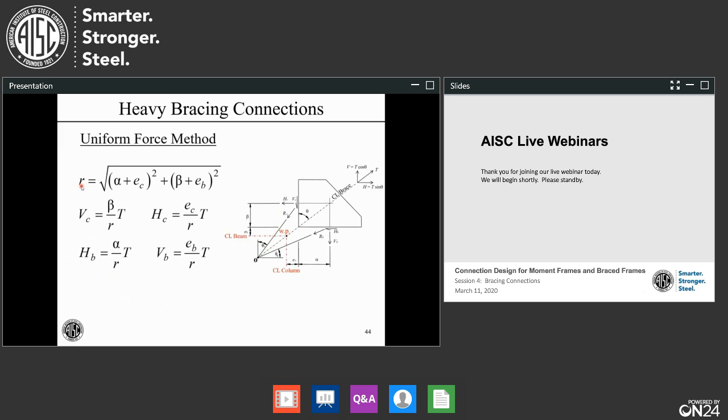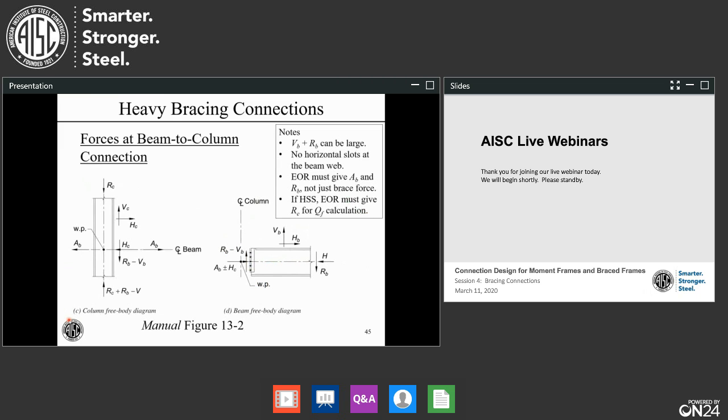You get this parameter R, which is just the distance from the work point to this intersection. You don't care about that so much. You just need this number. And given these 4 parameters, you can calculate this in inches. And then VC, HC, HB, and V sub E, all 4 of these forces are calculated using these equations, and you really can't get simpler equations than those. So once we have alpha and beta set up, we can get these almost trivially.